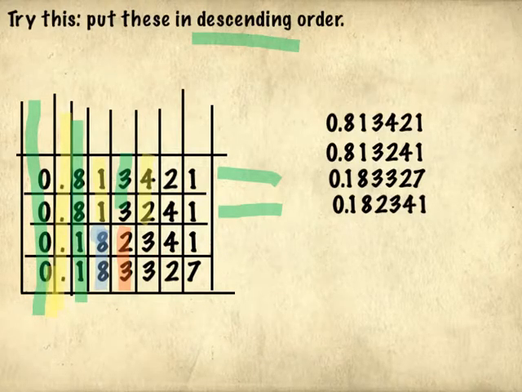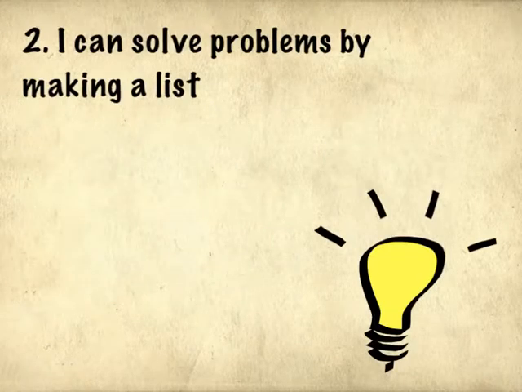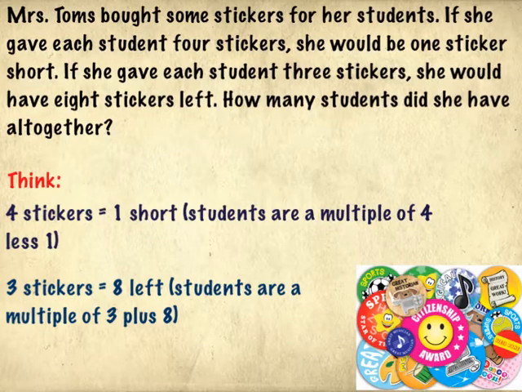So when you're comparing these decimal numbers, it looks complicated, but really just compare one number at a time and keep in mind whether they're supposed to be getting bigger or smaller. Let's move on to solving problems by making a list.